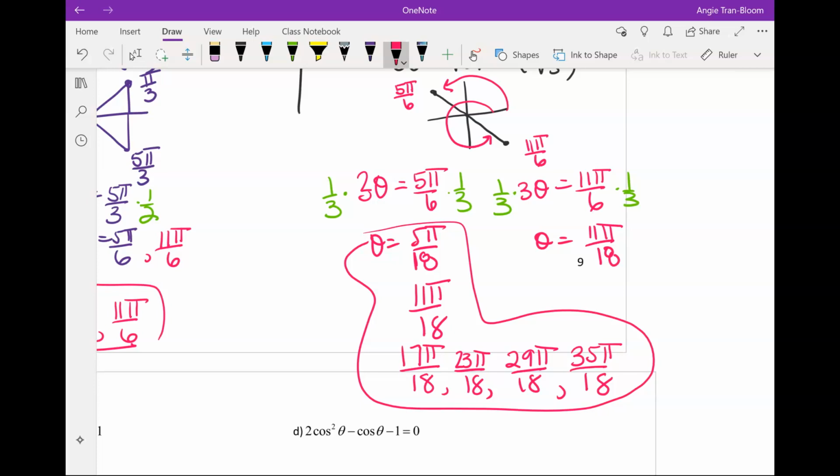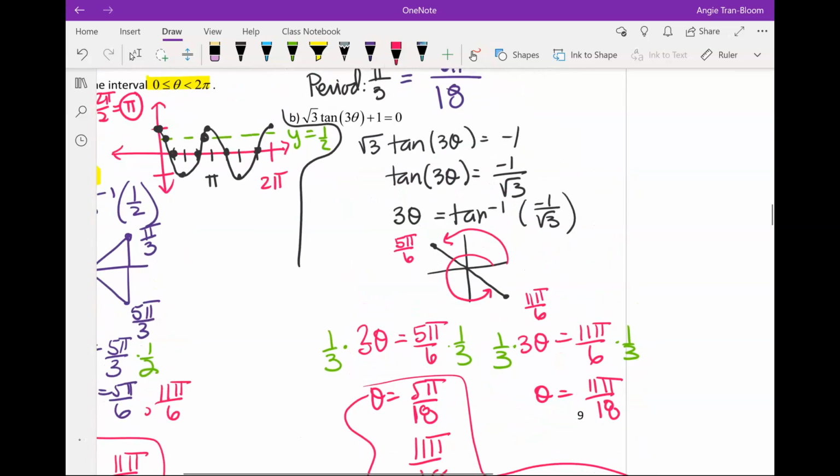So we have to stop before 2 pi. Why is the period pi over 3 instead of 2 pi? Because tangent and cotangent, remember, repeat after every pi.